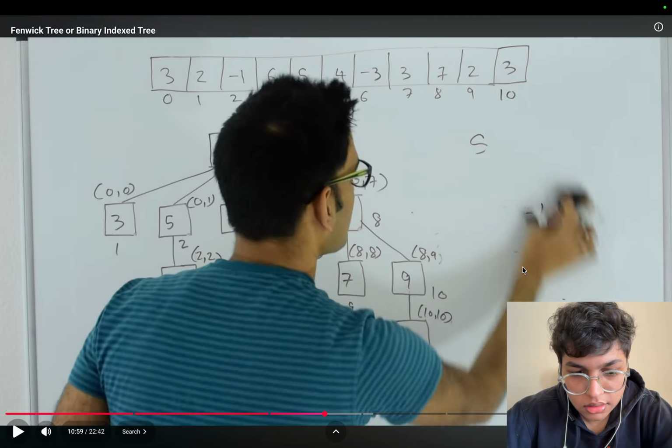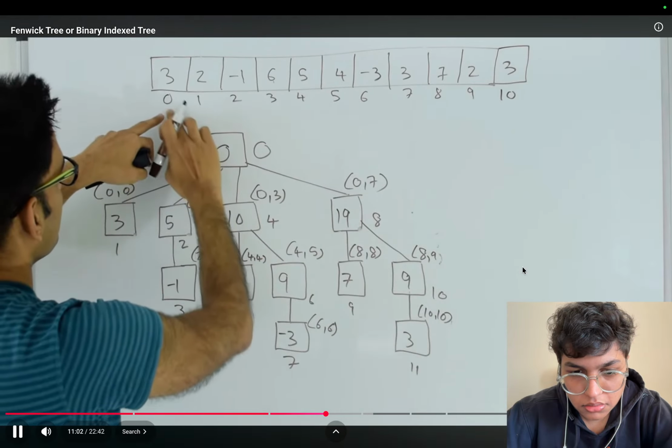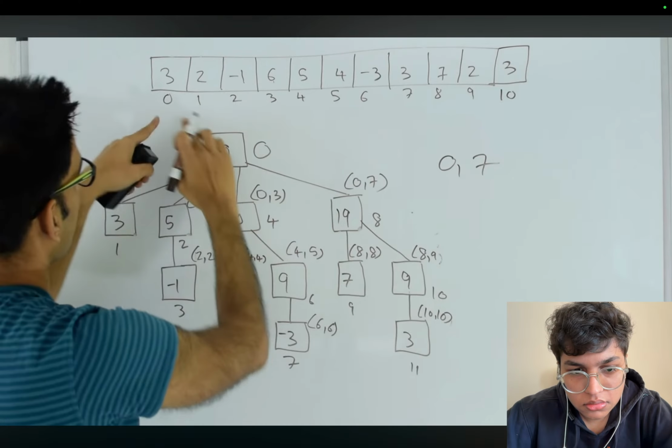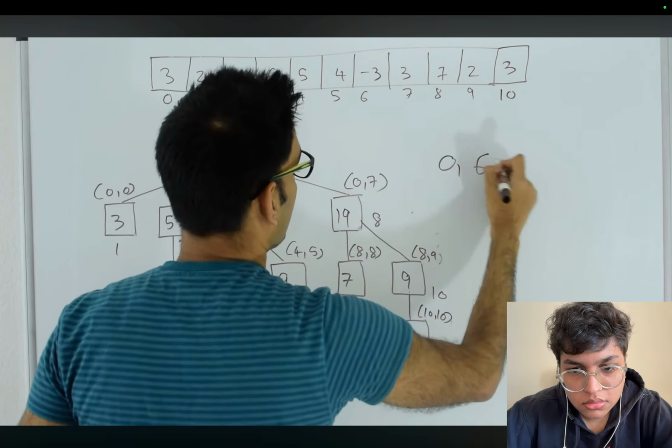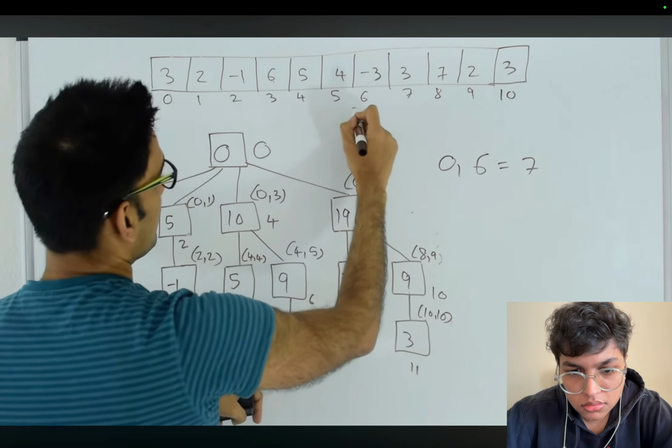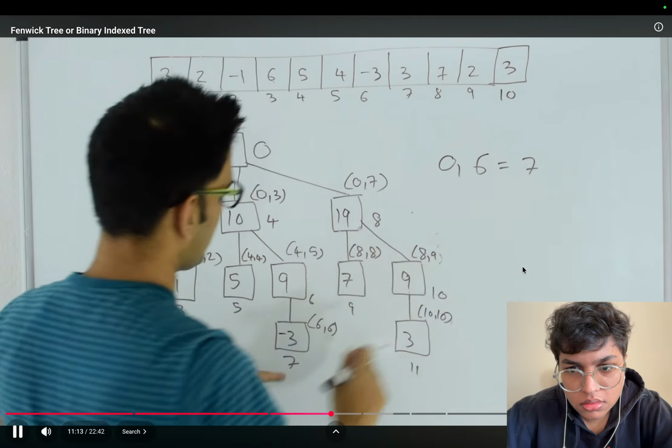Let's look at another example. So I was trying to get a sum from 0 to 6, for example. So I'll start from the 7th index. So 7 stores the sum of 6, 6.